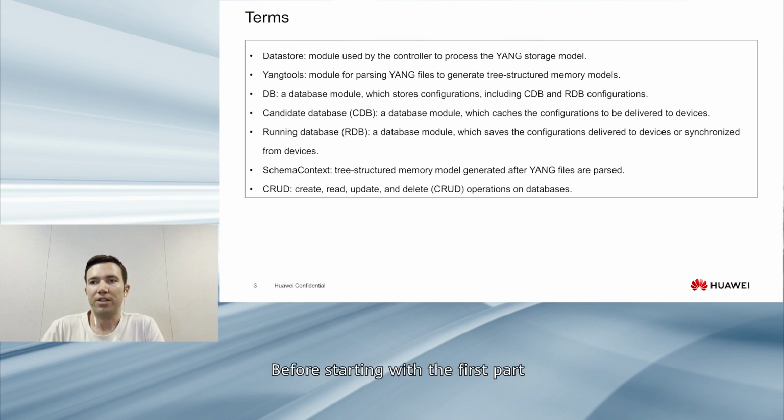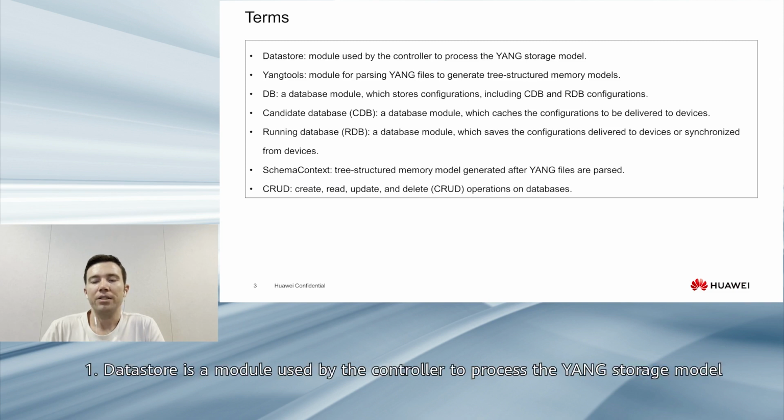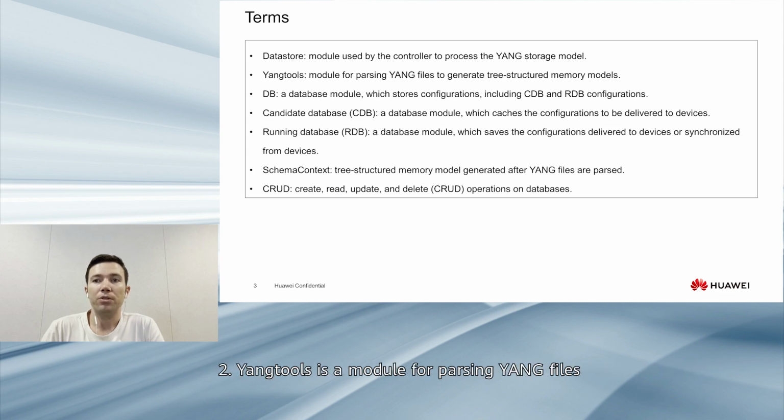Before starting with the first part, we need to be familiar with some terms. 1. Data store is a module used by the controller to process the Yang storage model. 2. Yang tools is a module for parsing Yang files to generate tree-structured memory models. 3. DB is a database module which stores configurations, including CDB and RDB configurations. 4. Candidate database, or CDB, is a database module which caches the configurations to be delivered to devices.